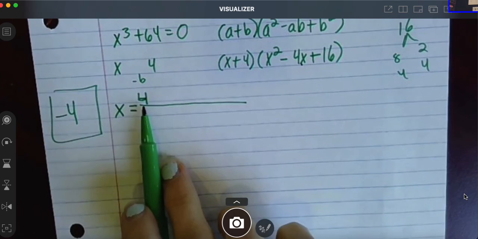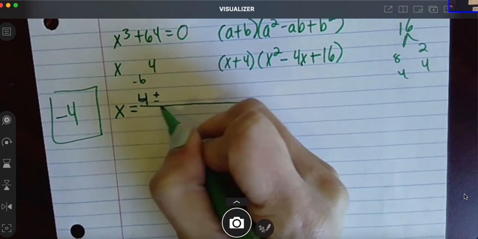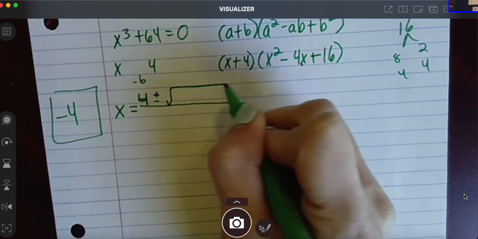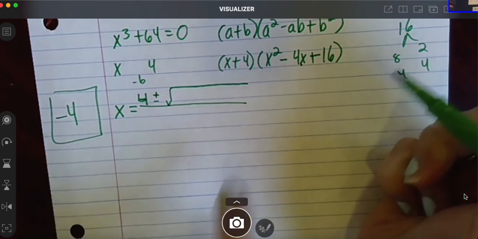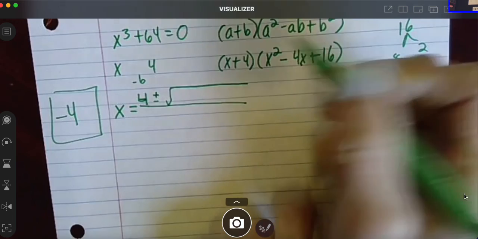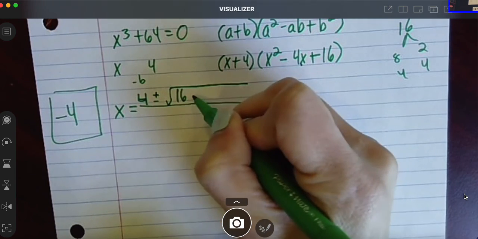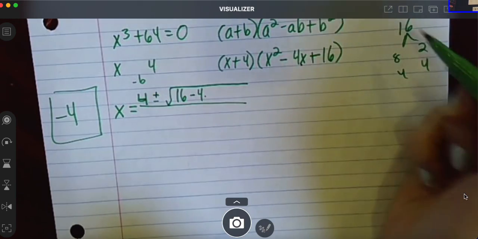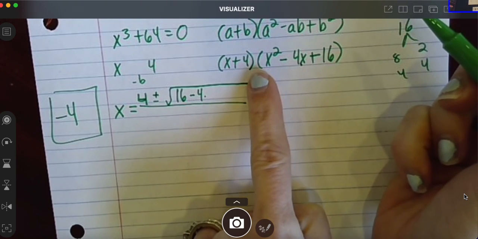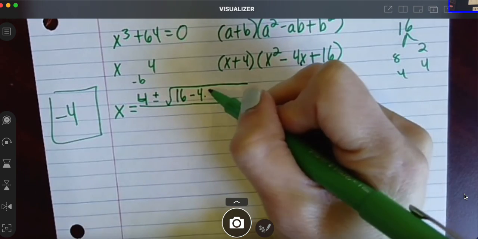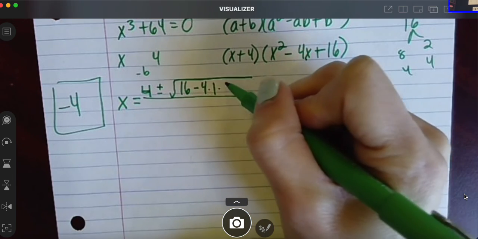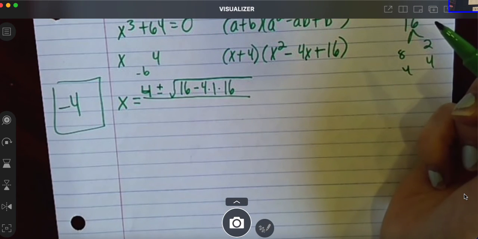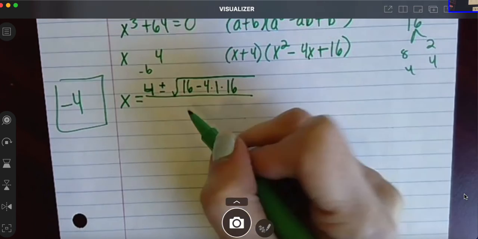I changed it. It's 4 plus or minus the square root of b squared. What's negative 4 squared? 16. Anytime you square it, it's going to become positive. 16 minus 4 times a. What's my a? 1. Times c, which is 16. All over 2 times a. That's 2 times 1, which is just 2.